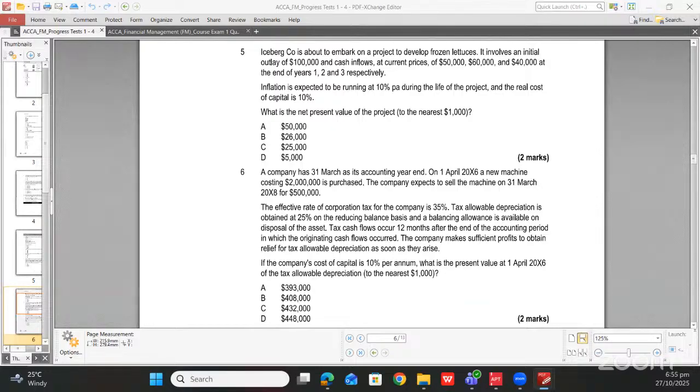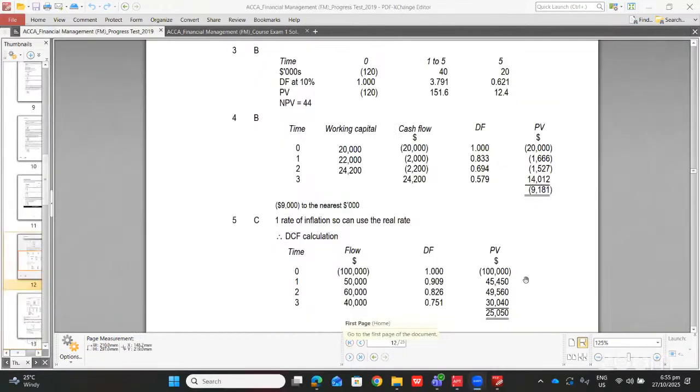Discount them by the 10% per annum, and then you're good to go, right? You discount them by the 10% per annum and you're good to go. So pretty much it's going to be $25,050, right? Of course, to the nearest thousand. So that would be $25,000. So your answer to question 5 would be C.